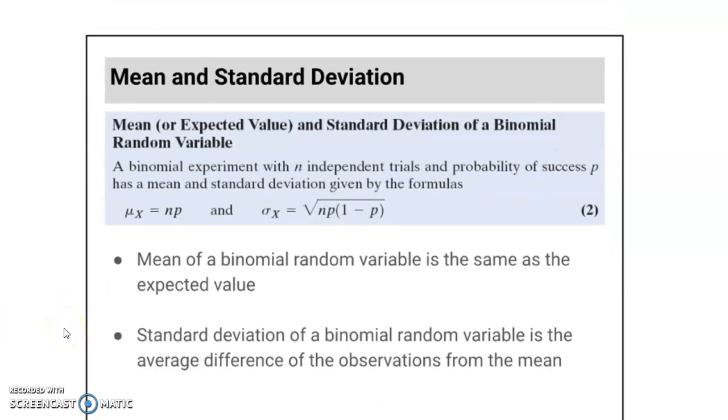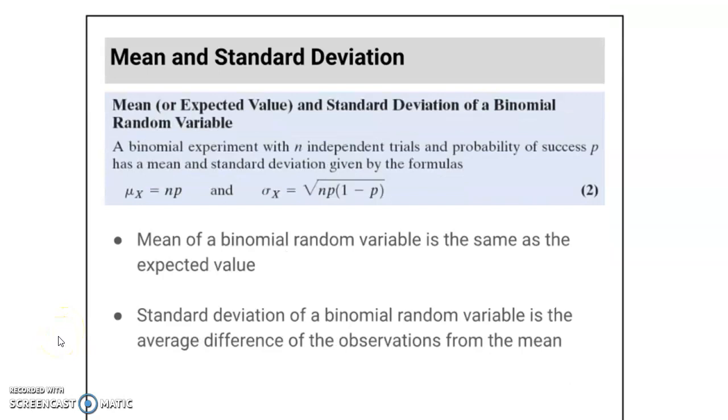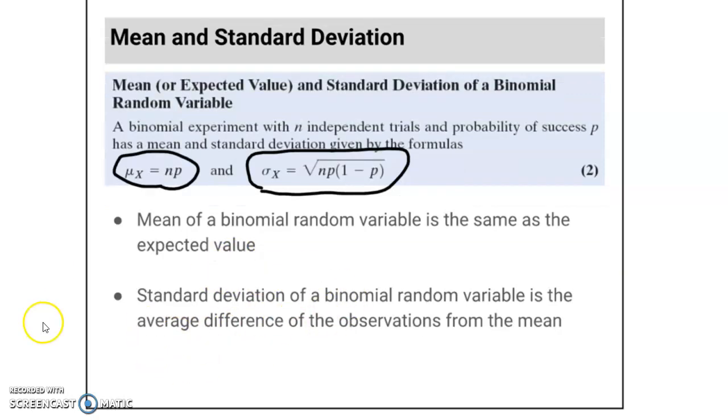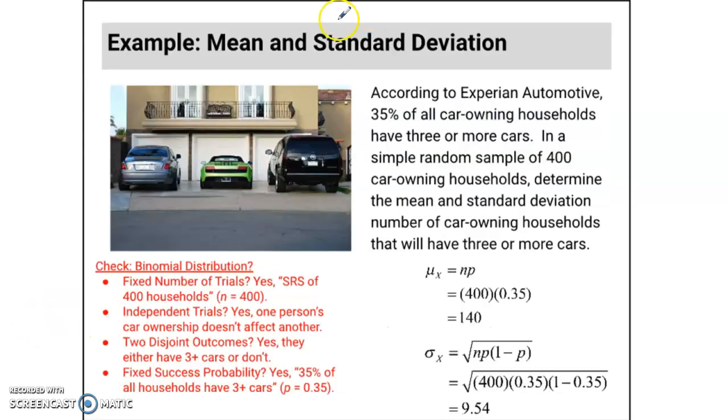Last but not least, we talk about the mean and standard deviation. Some of the questions on the exams ask you to find the mean and standard deviation of a binomial random variable. It's very simple formulas that you have to use. You don't even have to memorize these. These are on the formula sheet that I gave you earlier in the year. The mean is the same as the expected value, just like we talked about for discrete random variables earlier, and the standard deviation is the average difference from the mean. I'm going to show it to you in action here.